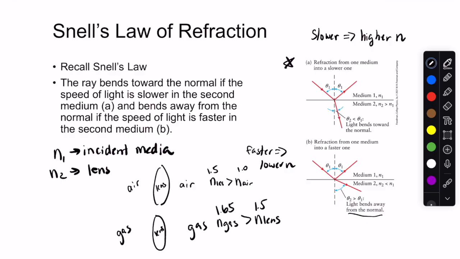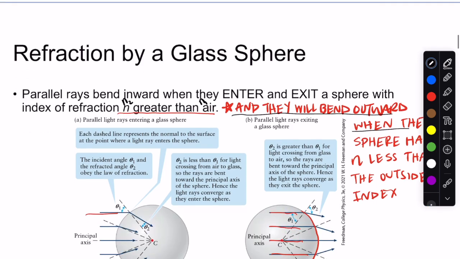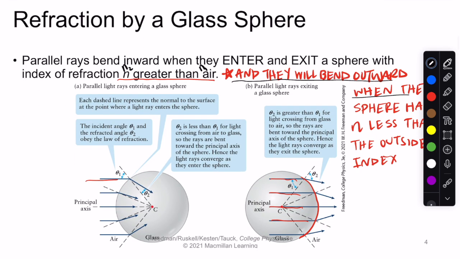Okay, so let's talk about now the geometry of a lens. We're going to be dealing with curved lenses. So we're going to be having light rays moving parallel to each other. And when they enter a curved part of the lens where the curve is like this, so we would call that a convex, what's going to happen is they're going to obey the law of refraction, and if N glass is greater than N air, they're going to bend inward, right?